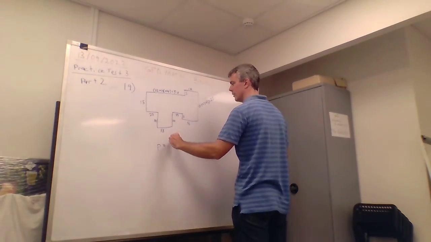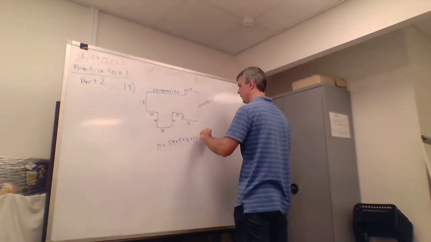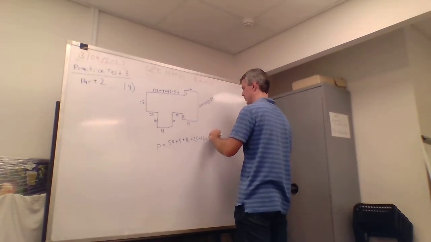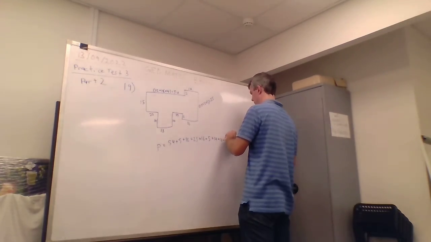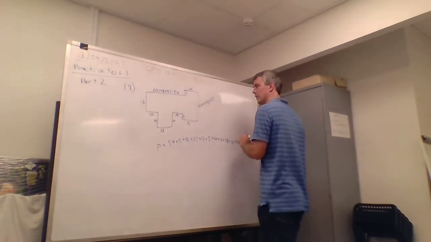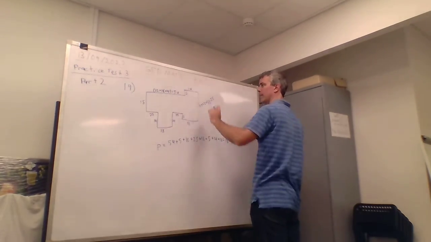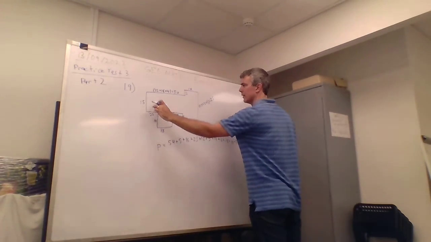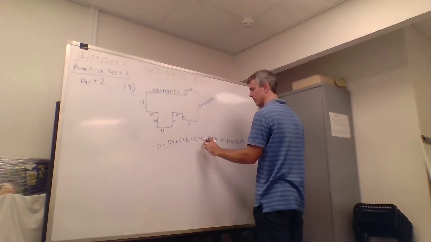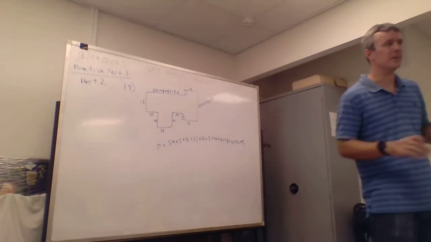Perimeter equals 54 plus 5 plus 16 plus 25 plus 16 plus 5 plus 14 plus 10 plus 18 plus 10 plus 22 plus 15. Alright? 1, 2, 3, 4, 5, 6, 7, 8, 9, 10, 11, 12. Just want to make sure that I didn't miss any of them.